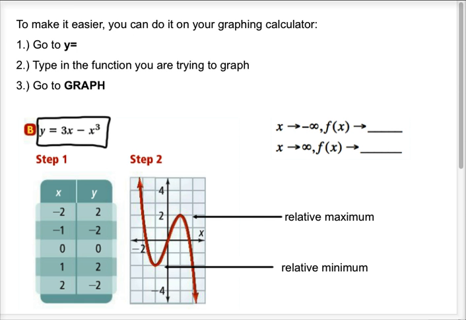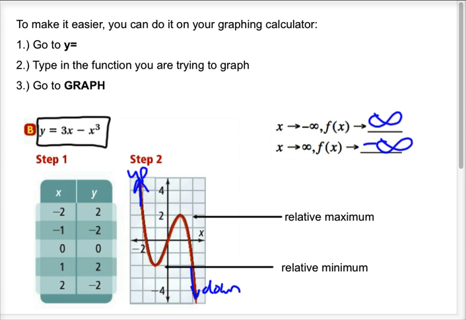All right, so back to this. You saw that's the graph that you got, okay? Now, let's analyze its end behavior. To the left, it is going up to positive infinity. To the right, it's going down to negative infinity.